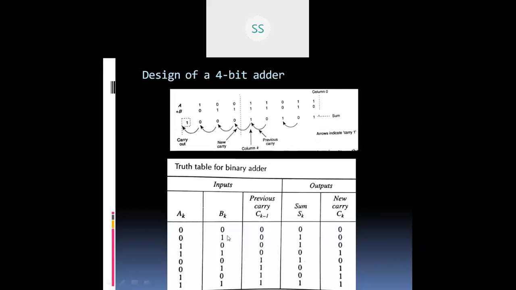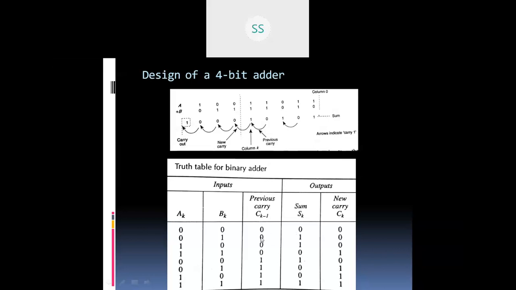Similarly we complete this, but when we come to the last 4 conditions, even though A and B are 0, 0, carry is there. The Ck minus 1 bit is there and it will be added. So the sum becomes 1, but it doesn't generate any carry bit. So the new carry bit will be 0. Like this we complete the table. So this is the truth table for the binary adder.